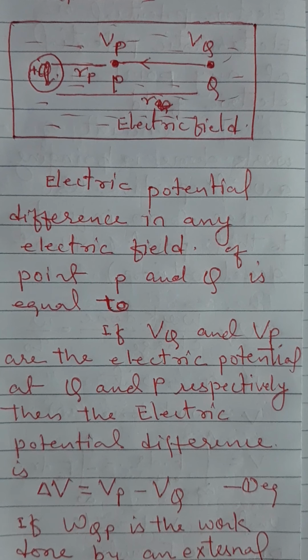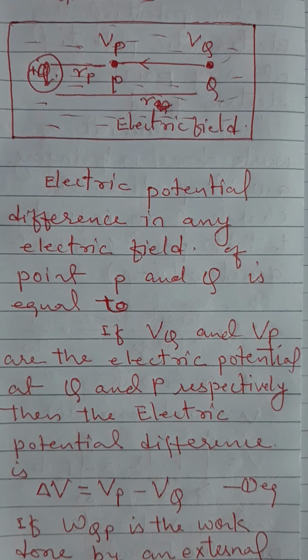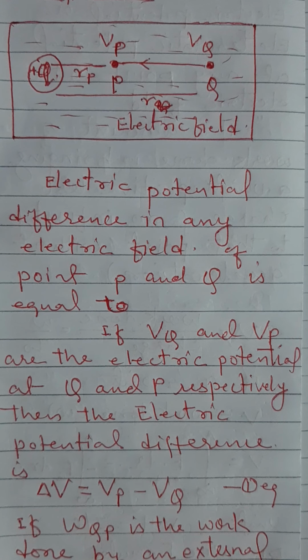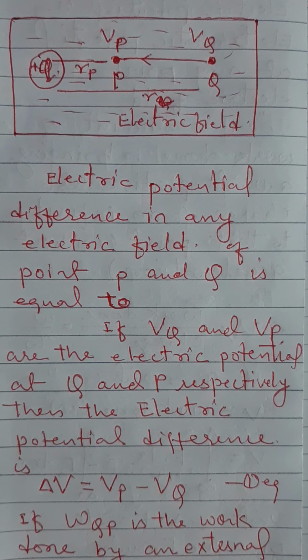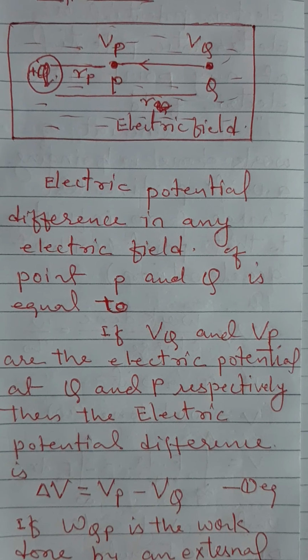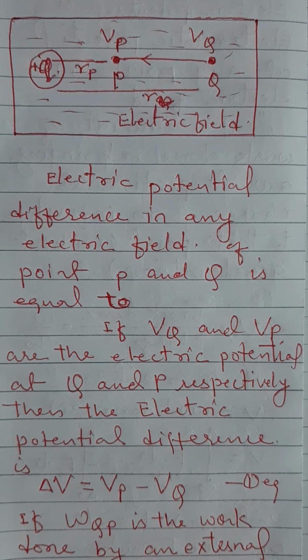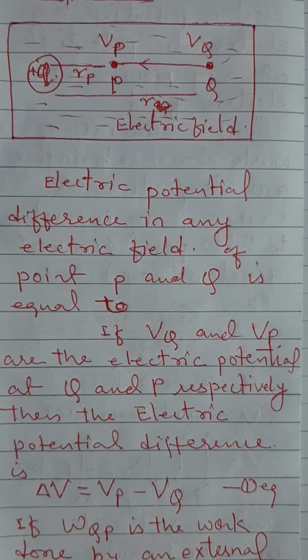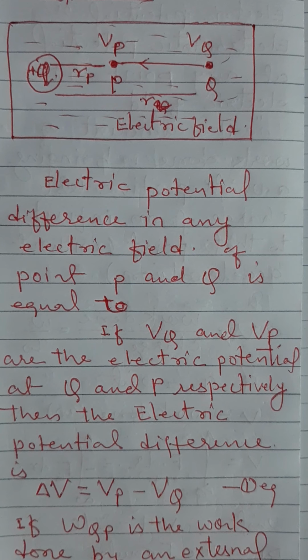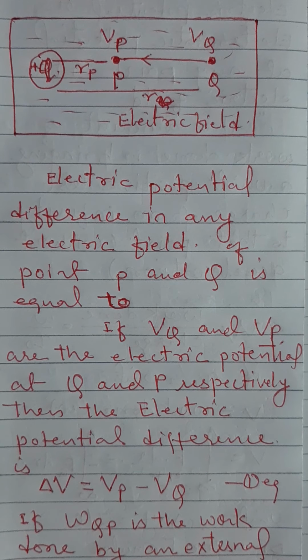In the figure, Q is a source charge, and due to this source charge there is an electric field, and we want to find the electric potential difference between P and Q, which are points in the electric field. Suppose VQ and VP are the electric potentials at Q and P respectively, then the electric potential difference is given by delta V equals VP minus VQ.